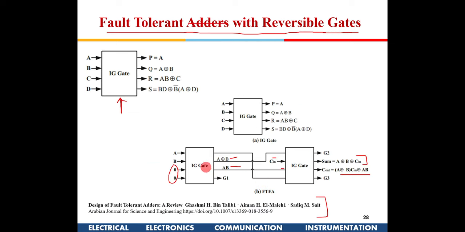So I have just discussed the error detection mechanism using reversible gates, but there are several papers in which error detection and error correction have also been done. People have implemented multipliers with reversible gates with error correction mechanisms also. So those who are interested and want to do research in this area, this is a good and interesting thing.